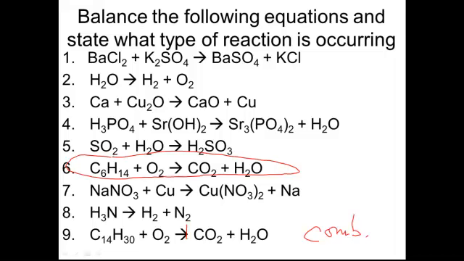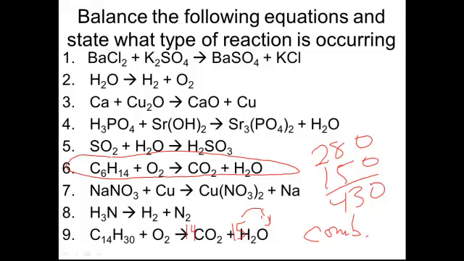14 carbons, 30 hydrogens, 15 there. And again, that's where we're going to have that odd problem with that oxygen, because 14 times 2 is 28. So we've got 28 oxygens plus the 15 oxygens equals 43 oxygens. But again, over here, we can't have that. So we're going to have to double everything.